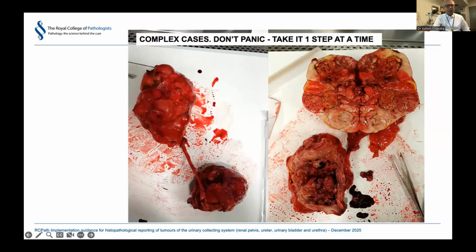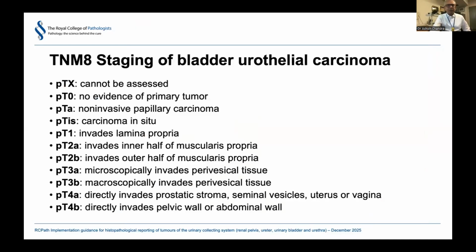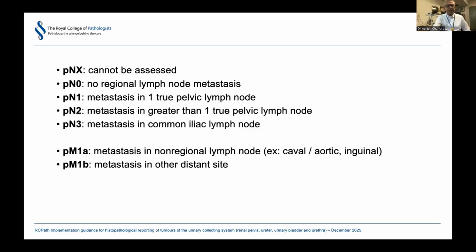You just do it one step at a time. You gross the kidney first and the ureter and then the bladder, but in exactly the same steps as I've already described. And now it's over. Oh, sorry. So of course, again, to stage the tumor appropriately, you will be using the TNM8 staging, which I'm not going to read out to you. I'm sure you're already using this in your clinical practice. And again, remember to stage the lymph nodes.